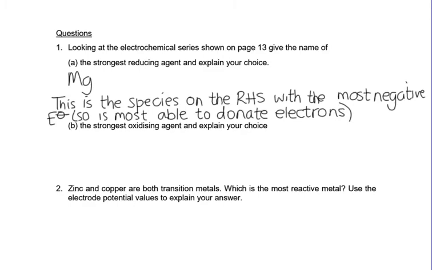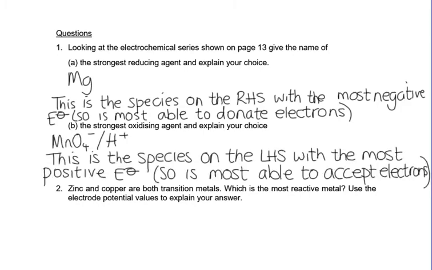So see if you can find the strongest oxidizing agent and explain your choice. There we go. Now one thing to note there is it's not just manganate alone, it's the manganate and the acid. That's the name of both chemicals on the left hand side. Acidified potassium manganate, we might have described it as.